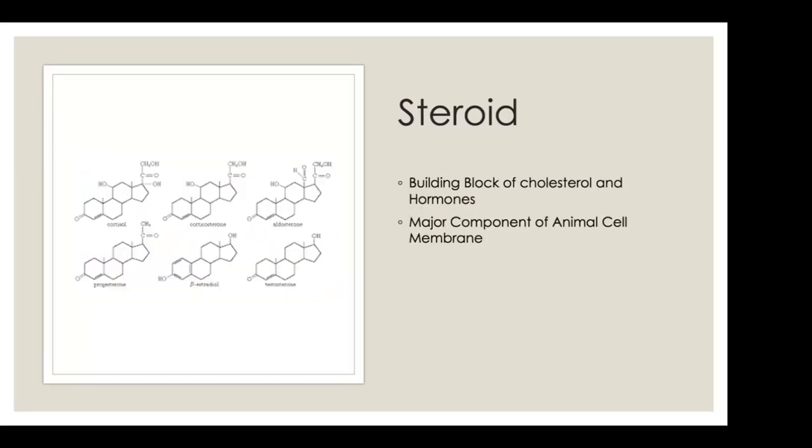Steroids are next. These are building blocks of cholesterol and hormones in your body. They have a very standard shape of that three-hexagon ring with a pentagon attached to that. They are a major component of animal cell membranes. They increase the transition temperature and fluidity of the membrane. They're also really important in messaging within the body.